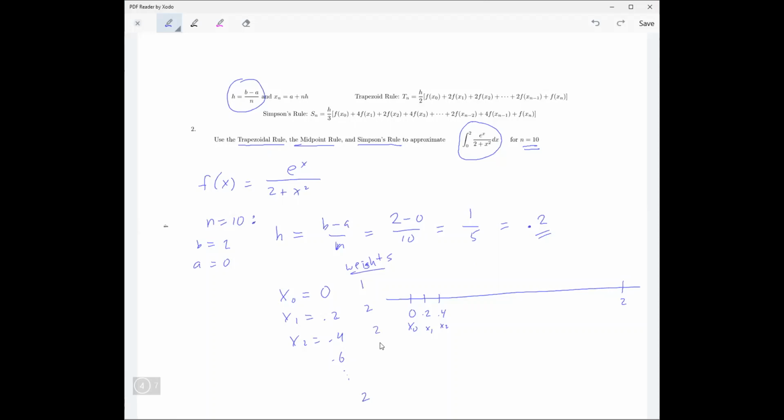All these are going to be 2s, and then the last one corresponds with the 1. And then the second to last one will be 1.8, and that will correspond with 2. Those are the weights there. So then I have this h over 2. H, that's h. So h over 2 will be 0.1, but let's not worry about that.